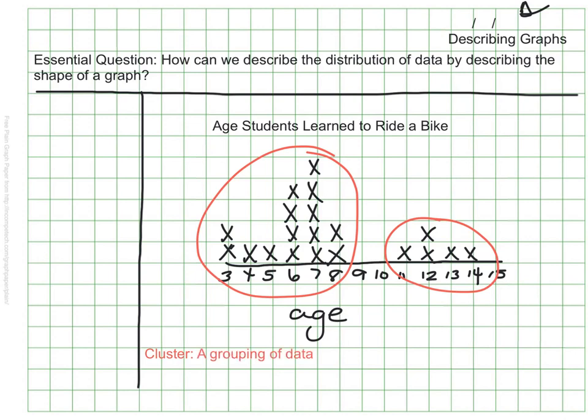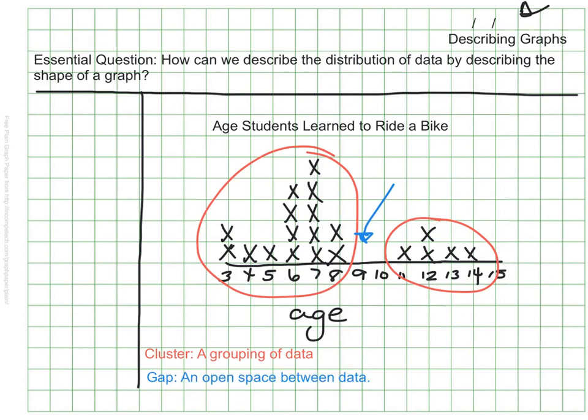In addition to a cluster, we also have this space here where there is no data. There's nothing marked here above the 9 or the 10. So for some reason, no one we surveyed in this situation learned to ride a bike at the ages of 9 or 10. We can call this a gap. In terms of math, we think of a gap as defined by an open space between data. The 9 and 10 is an open space in between two sections of data, two clusters of data.